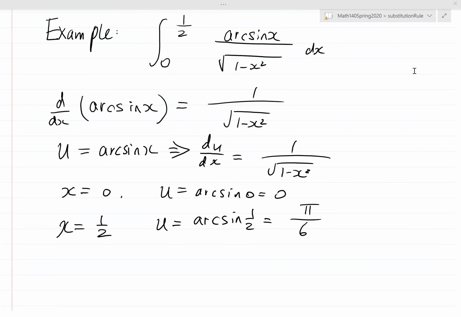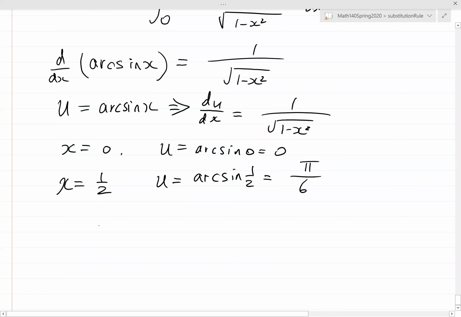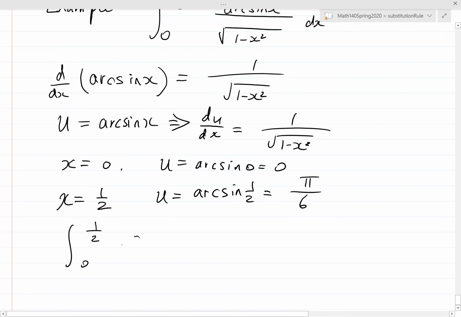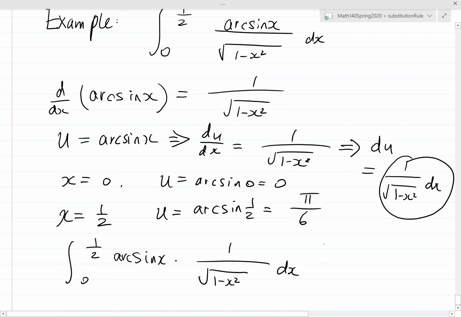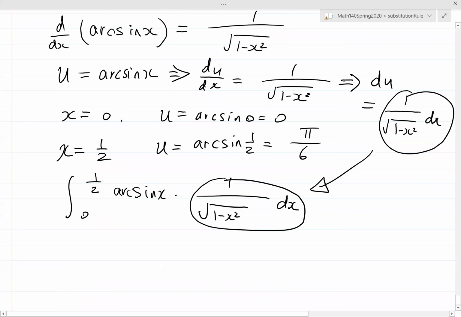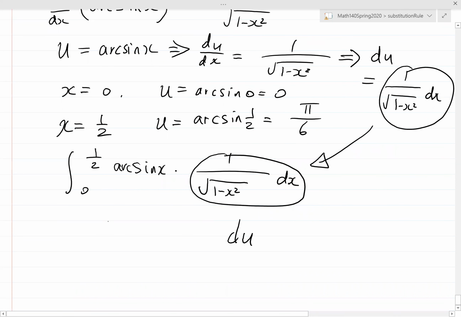According to the substitution rule, this is the integral from 0 to 1 half, if you write it as arc sine x times 1 over square root of 1 minus x squared dx. With this we get du over dx, and multiplying both sides by dx, this is exactly du. So u goes from 0 to pi over 6.